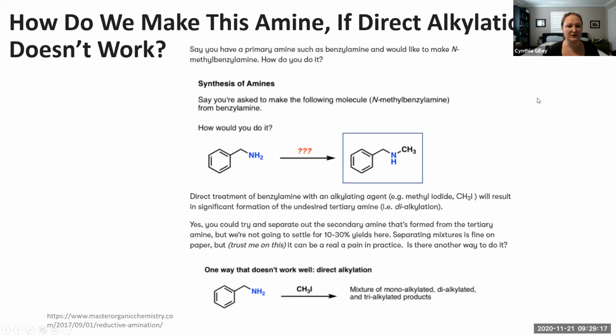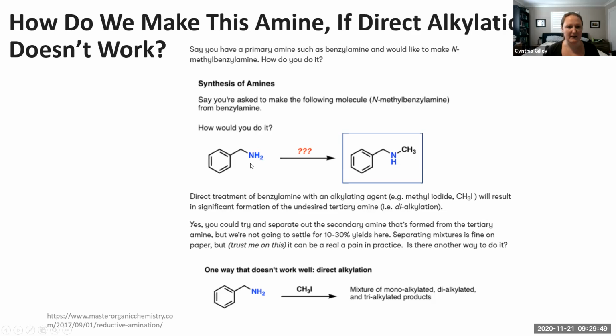Okay, so let's imagine that you were asked to convert benzylamine to N-methylbenzylamine. How would you do it? A lot of students would actually think about using benzylamine as a nucleophile and doing an SN2 reaction with methyl bromide or methyl iodide in order to make the N-methylbenzylamine. However, this reaction actually doesn't work well.